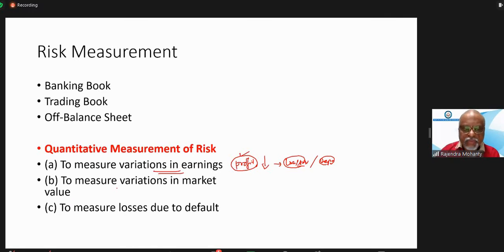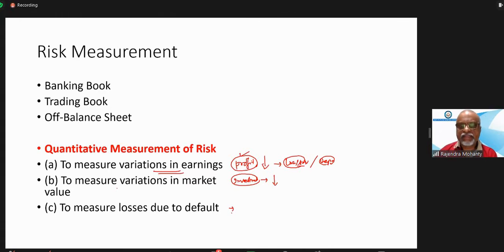Next is to measure the variations in the market value. Here the investment portfolio will come into the picture. In the investment portfolio, we have our assets, and every asset has a value in the market where it is traded. In case of movement in the market prices, the value of those assets might go up or go down. When the movement is downwards, that is an adverse movement of the market value of those assets, and that has to be measured.